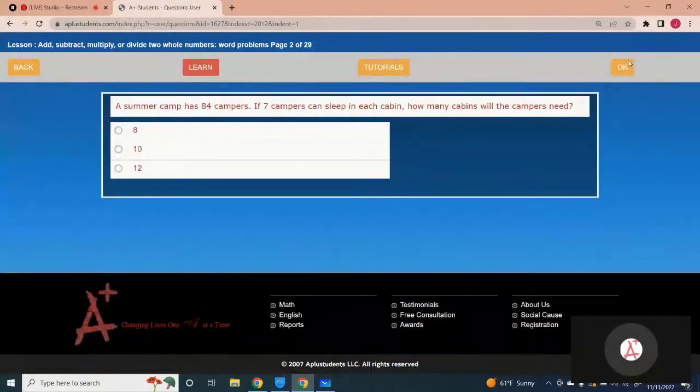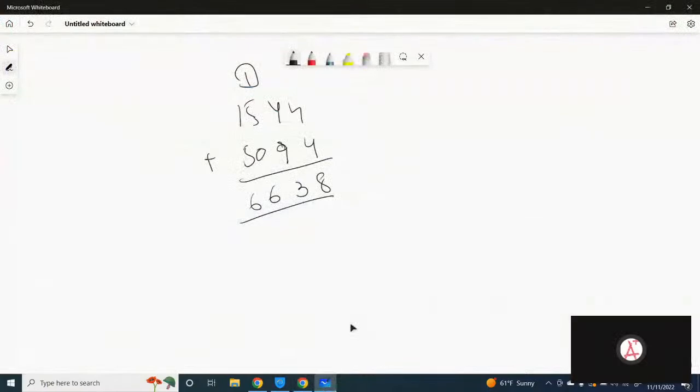A summer camp has 84 campers. If 7 campers can sleep in each cabin, how many cabins will the campers need? So what do you have to do? So you have to divide. So 7 times what number is 84? You have to divide 84 by 7.